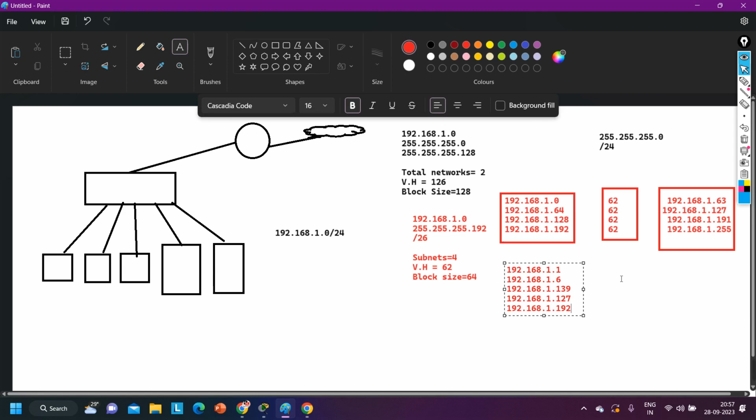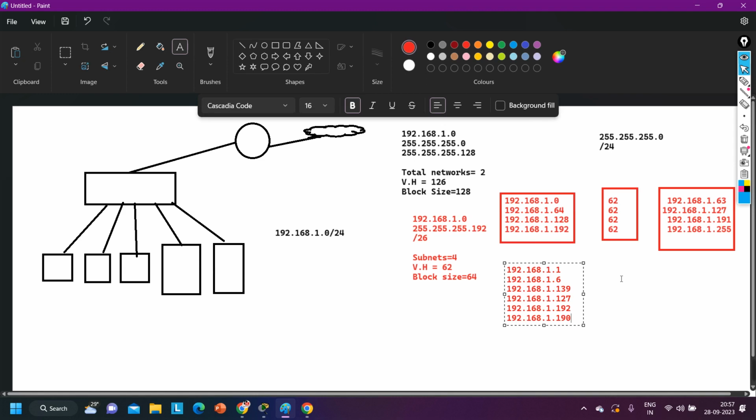Okay. And what is the network ID of the fourth network? 192. Okay. And what is the last valid IP address of the third network? 190. 191 is the broadcast, 190 is the valid IP address. Okay.